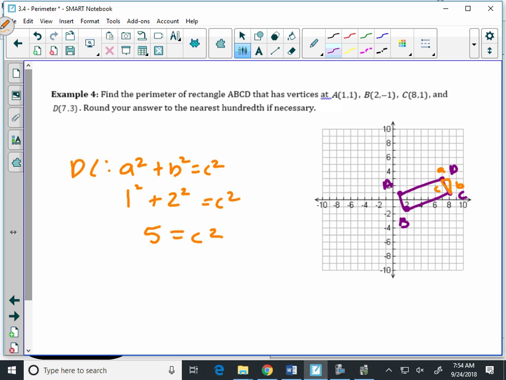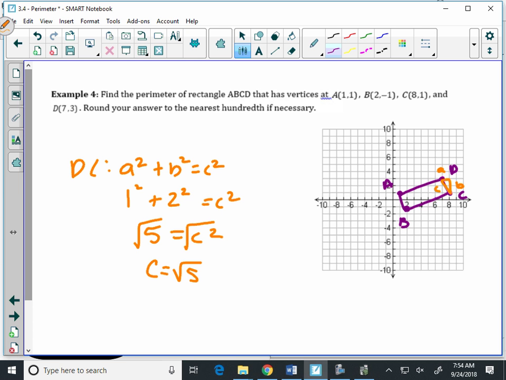What can we not forget to do at this step? Anthony, what do we still need to do at this step? How are we going to get C by itself? Good. Okay. So we get that BC is radical 5.